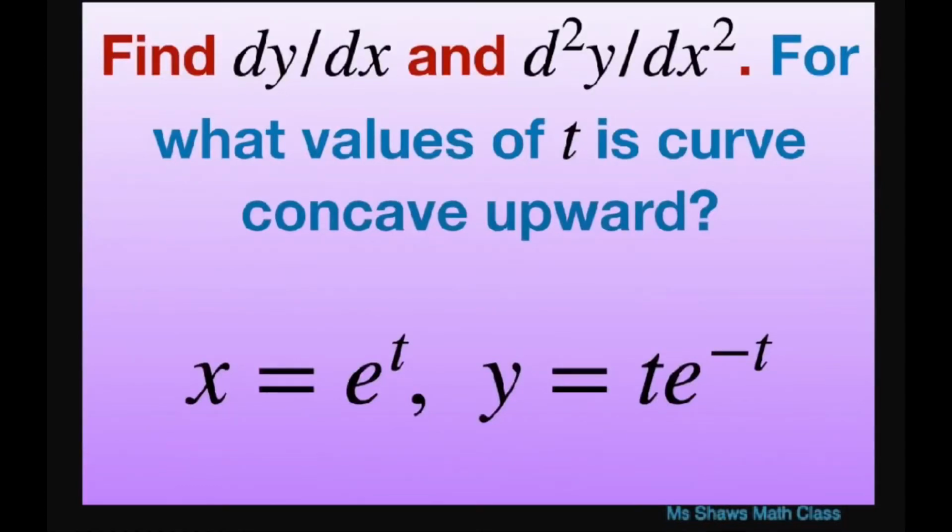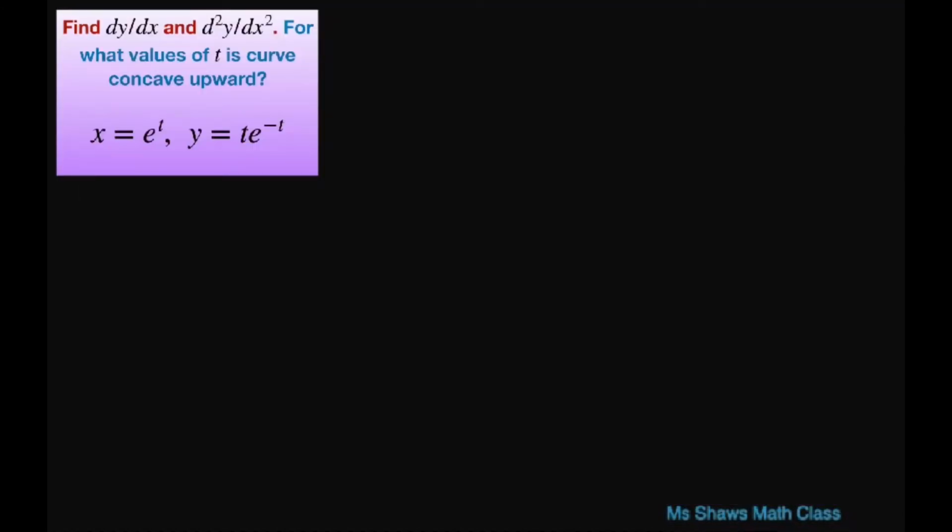Everyone, we're going to find the first and second derivative and find for what values of t our curve is concave upward for our parametric equations. So for our first derivative, we're going to write the derivative of y with respect to x equals our derivative of y with respect to t divided by the derivative of x with respect to t.